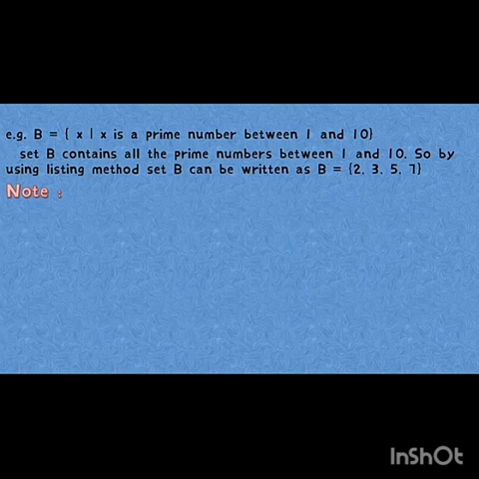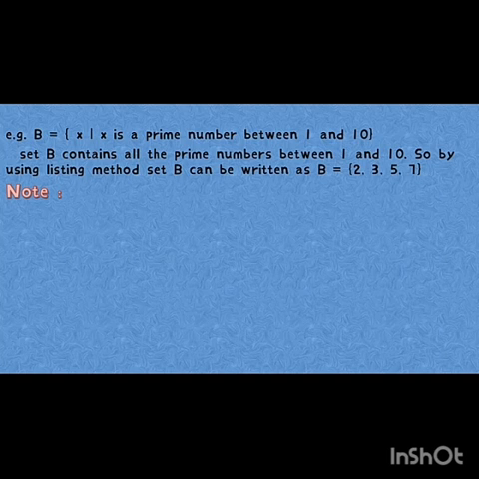Let's see the second example. B is equal to, in curly brackets, x vertical line x is a prime number between 1 and 10. Set B contains all the prime numbers between 1 and 10. So by using the listing method, set B can be written as B is equal to, in curly brackets, 2, 3, 5, 7. Like this we will write.